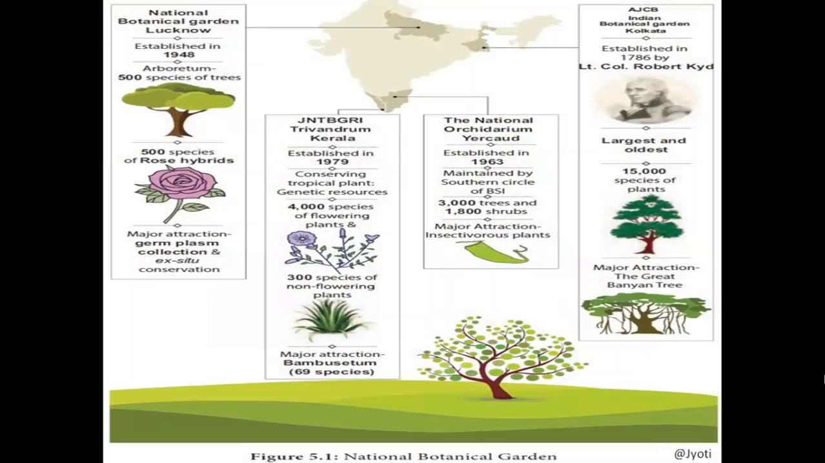Now here you can see the botanical gardens of our country. Here, the National Botanical Garden, Lucknow, is located. The location is also given. It was established in 1948, and there are about 500 species of trees and 500 species of rose hybrids. The major attraction is the germplasm collection and ex situ conservation.